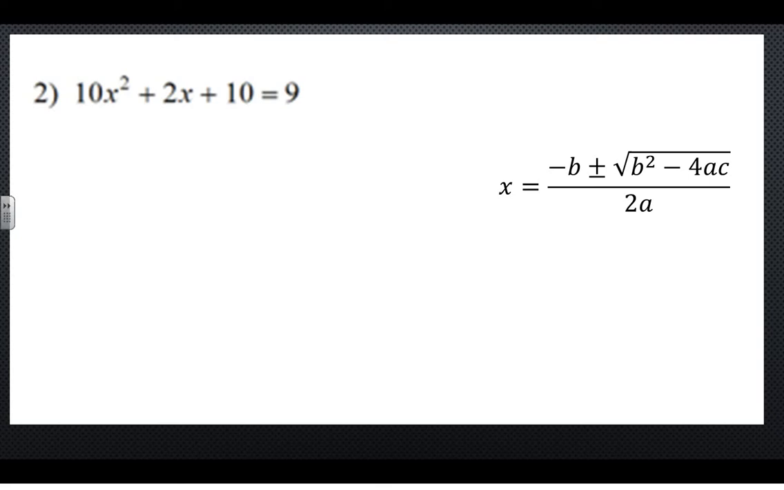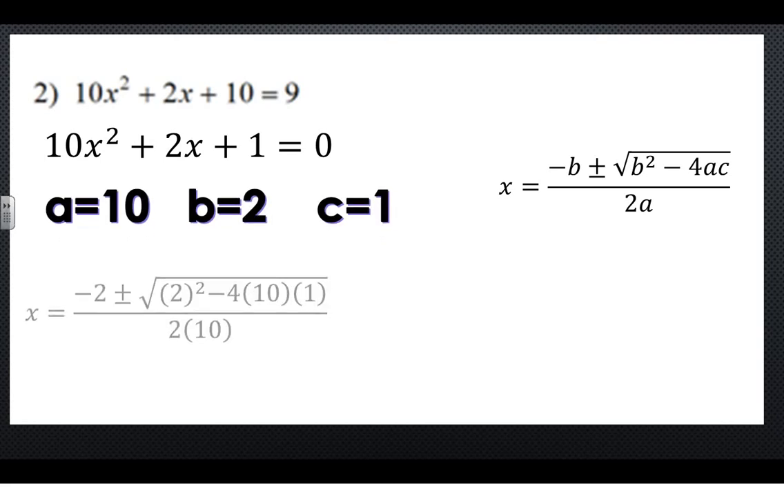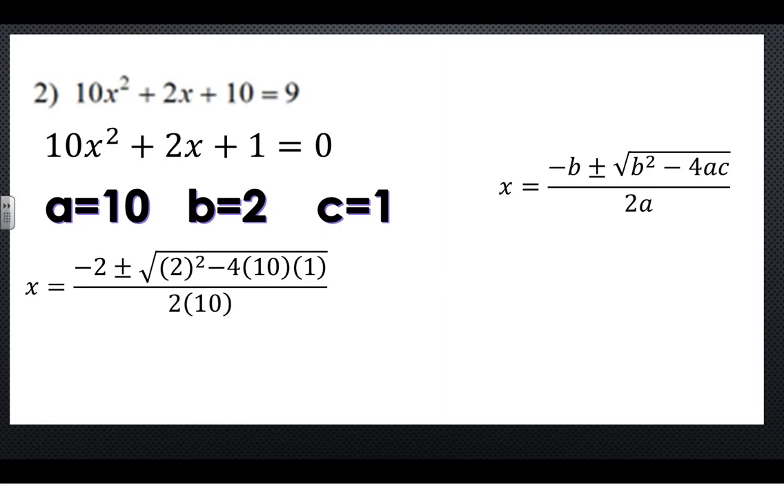Okay. Alarm should be going off in your head because this is not in standard form. That 9 needs to be moved over. So you subtract 9 over, which gives you the 1. Now it's in standard form so you can figure out your A, B, and C. Substitute your values in. 3 parts of the equation. Ooh. Negative 36 under a radical.